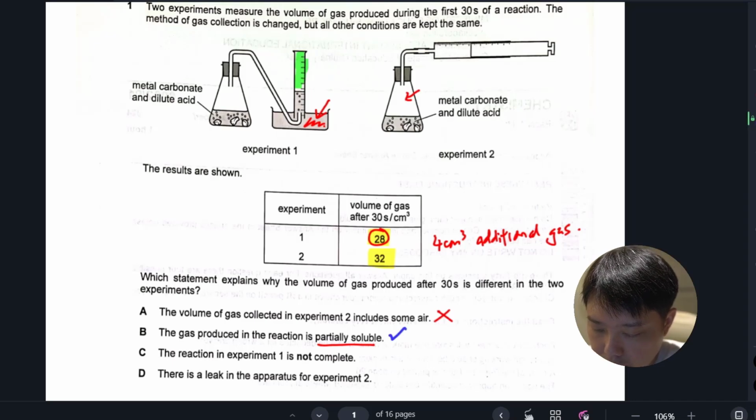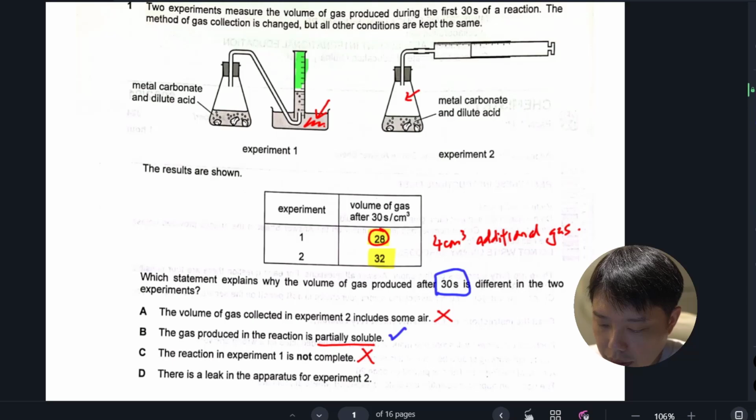Okay, option C, the reaction in experiment 1 is not complete. The conditions are the same, so they're both going to take 30 seconds. If reaction in experiment 1 is not complete, so too is the reaction in experiment 2. Okay, which still doesn't explain why the volume of gas collected is different. Okay, so this option is incorrect. So we're going to rule this out.